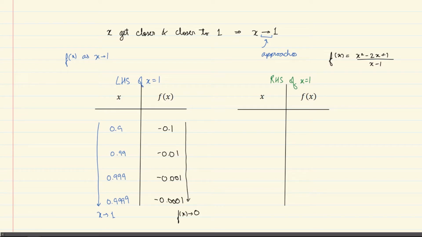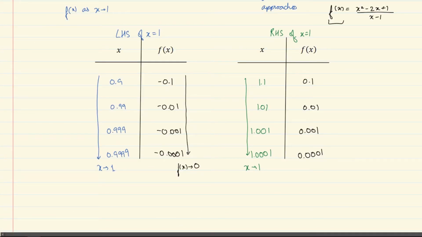Now, as for the right-hand side, we can plug in the values 1.1, 1.01, 1.001, and 1.0001. And you can see that these are getting closer and closer to 1, so x is approaching 1. And when we plug these in to f of x, we get 0.1, 0.01, 0.001, and 0.0001. And again, we see that as x approaches 1, f of x is approaching 0.